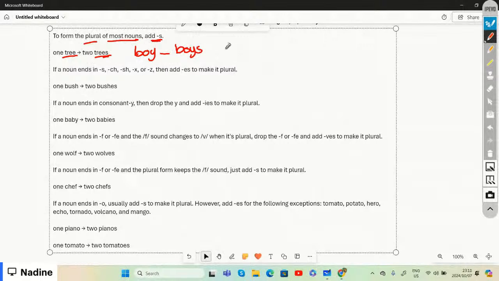Same with girls. We have one girl, but we have two or more girls. So with most of our nouns, all we do is add an S to show the plural form. So now instead of just saying we have one, we have more than one, and all we do is add an S. We're doing regular plural nouns.